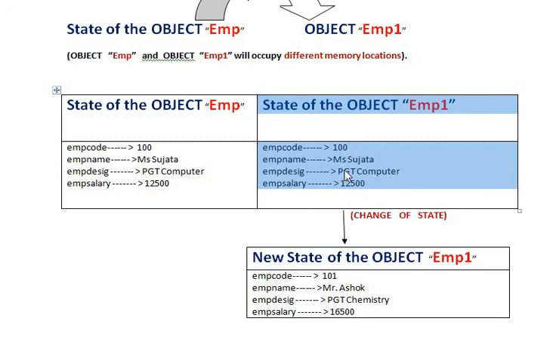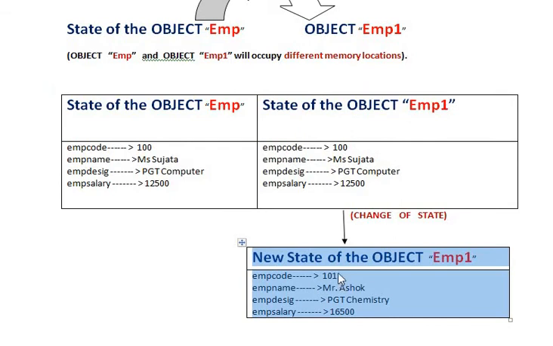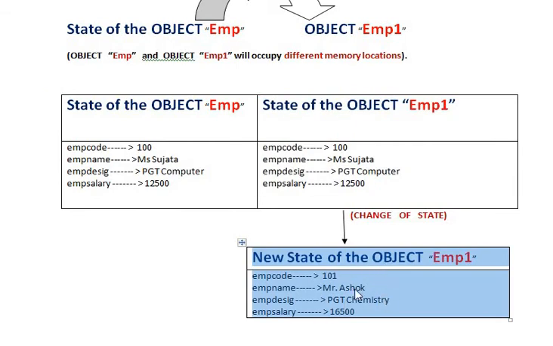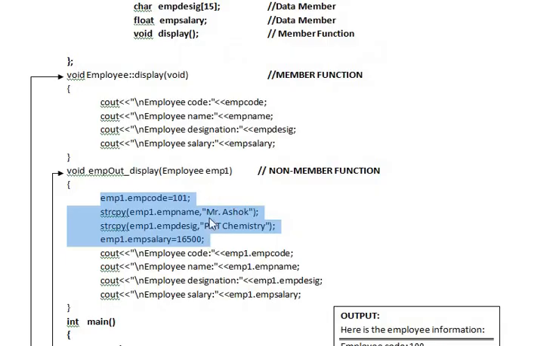Okay, they are going to be replaced by these new values, that is 101 for EMP code, Ashok for EMP name, chemistry for EMP desig, and 16,500 for EMP salary. As a result, the old state of the object EMP1 has been replaced by the new state, and these values indicate the new state for the object EMP1. So there is a change of state from this state to this state. As a result, the current state of the object EMP1 has changed into this one. If you see all these values, those are here.